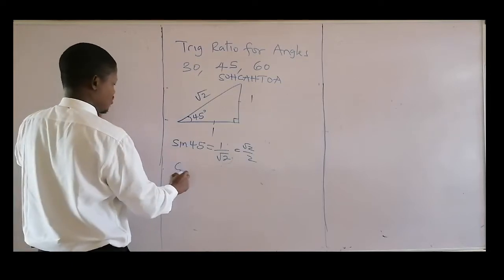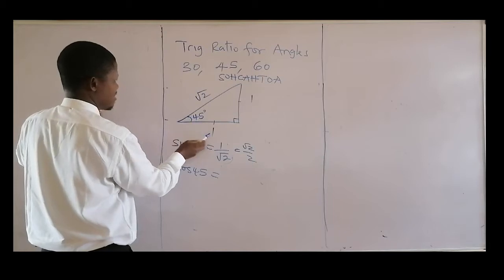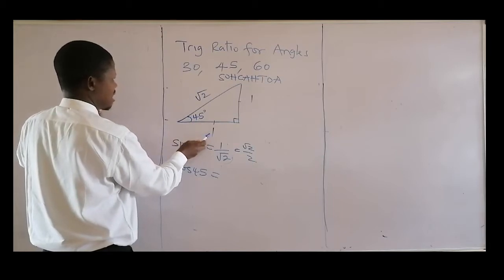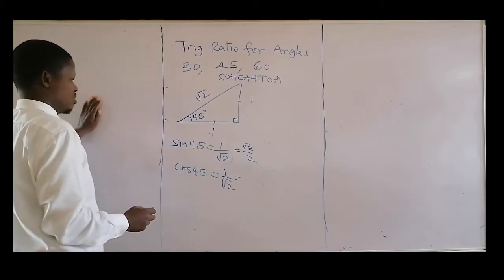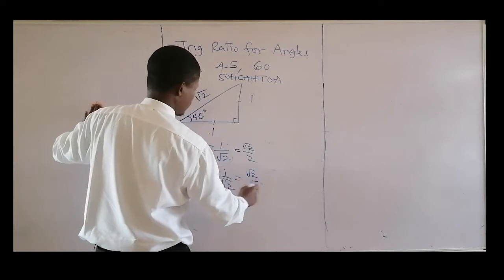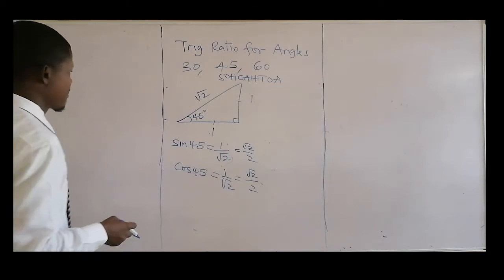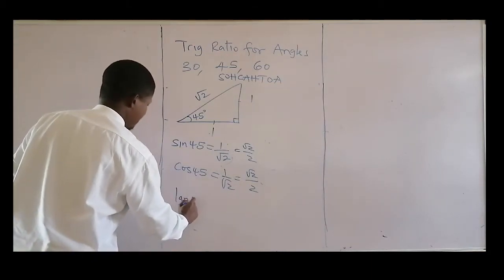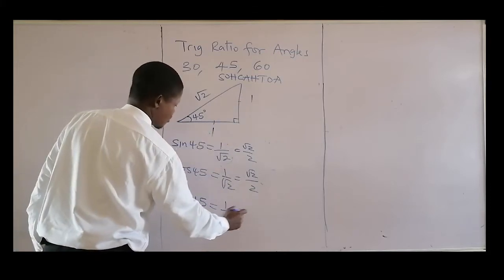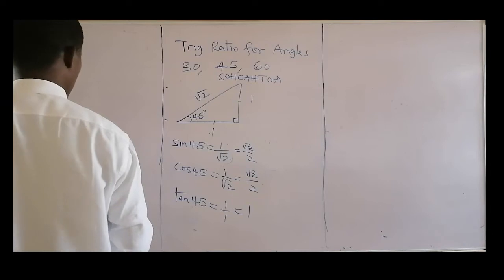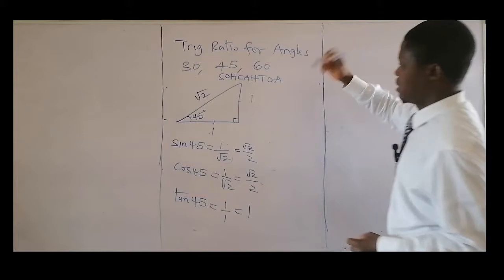So what about cos 45? Cos 45 is what? Adjacent over hypotenuse, it's also 1 over root 2. And that's equal to root 2 over 2. So sine 45 and cos 45, they are the same thing, though they're complementary to each other. And then tan 45 is opposite over adjacent, 1 over 1, that's 1. So that's for angle 45.